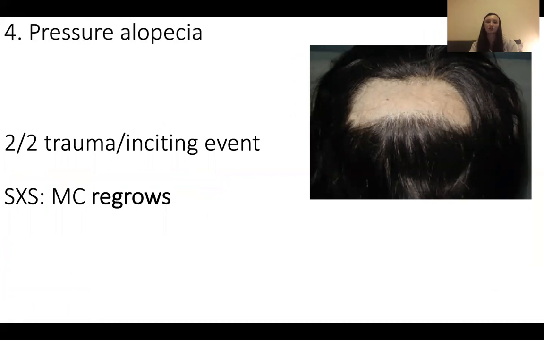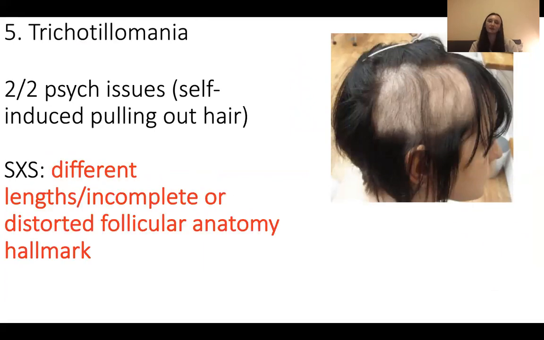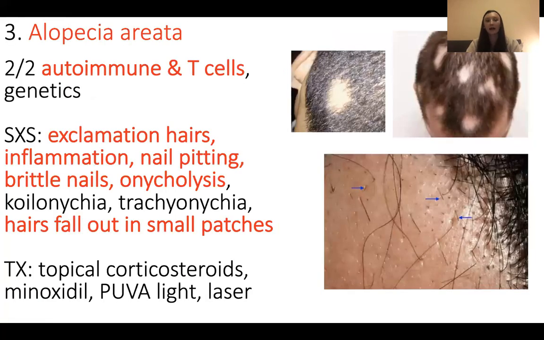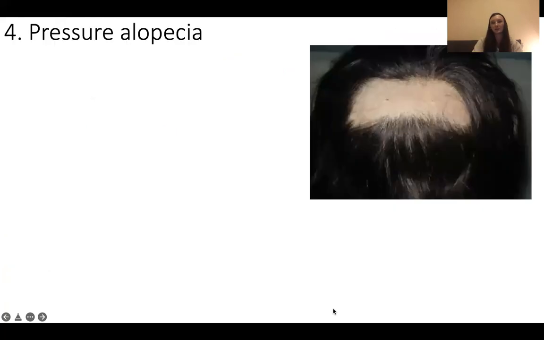Pressure alopecia is going to be a trauma inciting event. It regrows. Trichotillomania is going to be one of our psych disorders, and it has different hair lengths and incomplete, distorted follicular anatomy as the hallmark. So make sure that you know this. It's a person pulling out their own hair. You can see we've got these long points and then we have these shorts. It's not going to look like alopecia areata because we're not going to have nail pitting or brittle nails, and we're not going to have little patches that fall out with these little exclamation points.